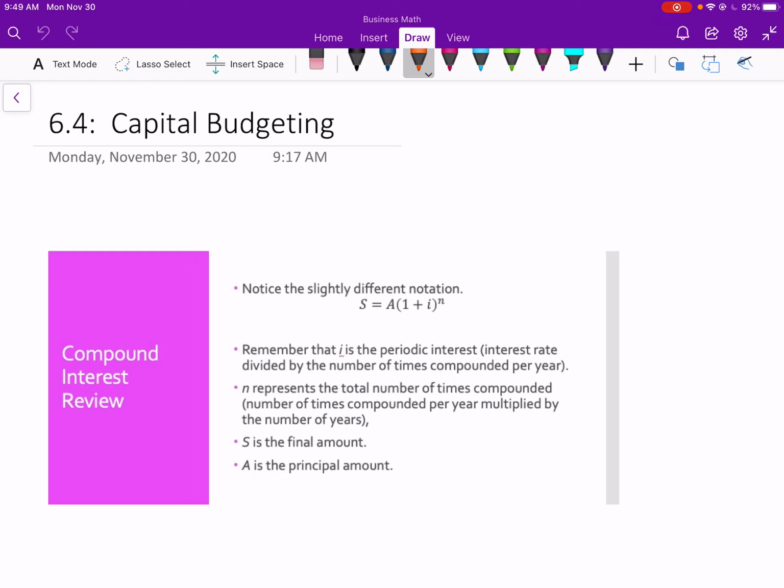If you remember, our regular one would have been like S equals A times 1 plus R over n to the nt. It's saying the same thing, but instead of R over n, that's going to be I. And n is just going to be the total number of times compounded. So that's the number of times per year times the number of years. S is going to be your final amount, and A is going to be your principal amount.